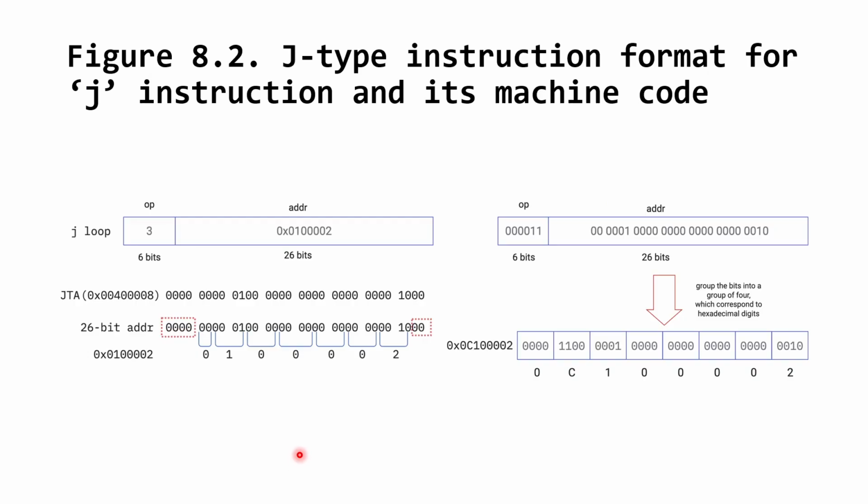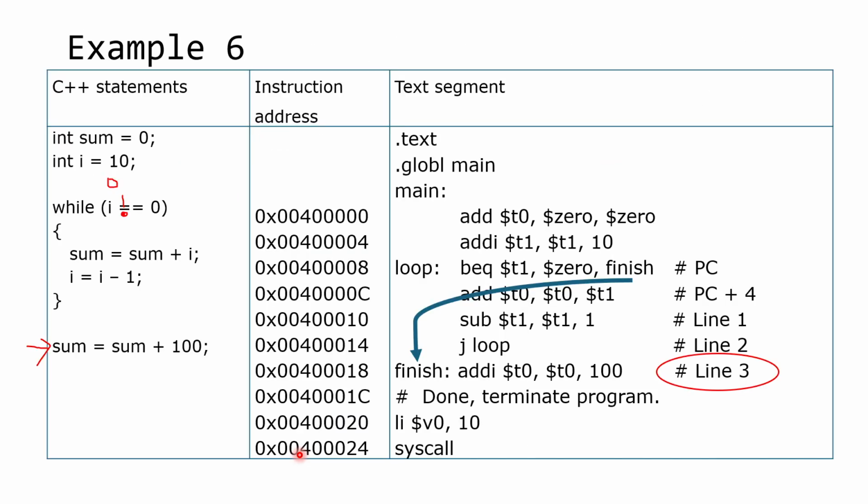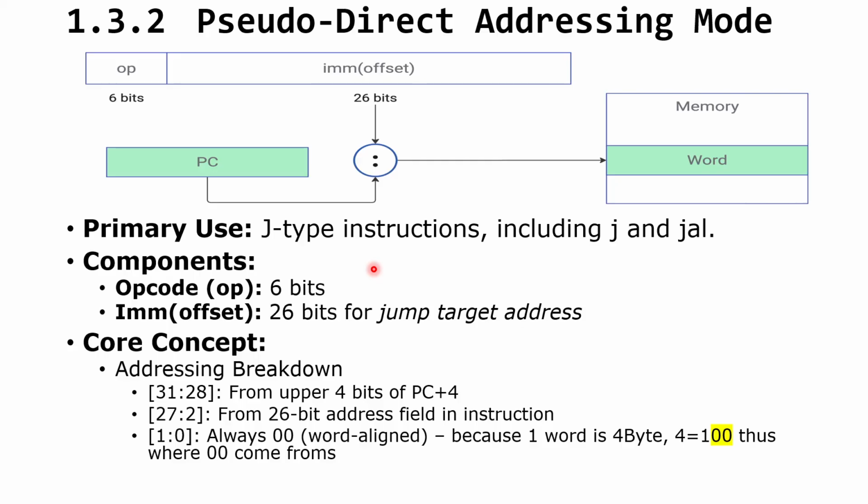Now remember the J loop. Where is the J loop? Here, this is the J loop. Where is the loop label? On this location. So we will take the 26 bits from this location, 0040008. For the J loop instruction on this line, we look at the current PC, 0040014, and then jump to 0040008. So remember that.